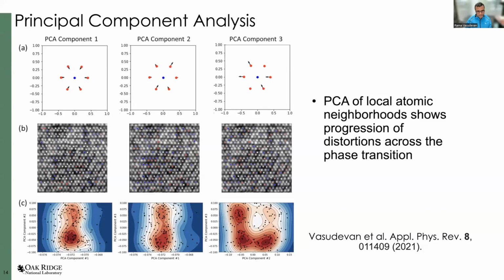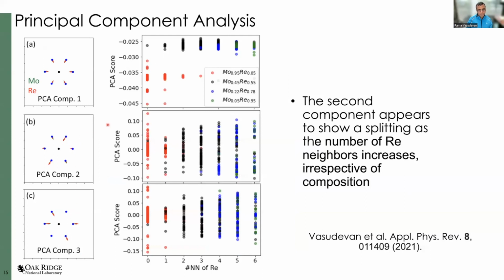So what this is telling us is that there's two different distributions with respect to component 1 and component 2, and that will become very evident in the next slide. Because what we wanted to do is try to find out where this component 2 is actually showing up with respect to the compositions that we're looking at.